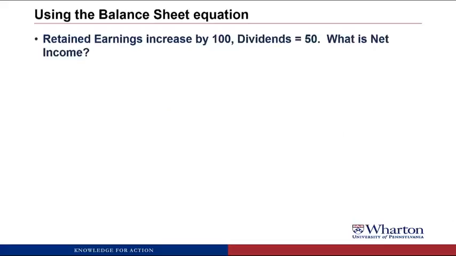Retained earnings increase by 100. Dividends equals 50. What is net income?